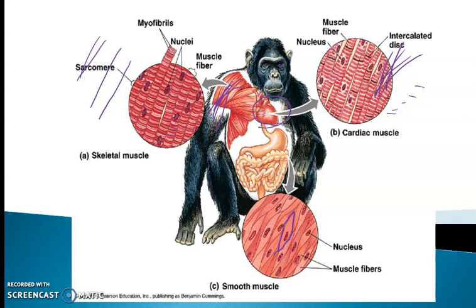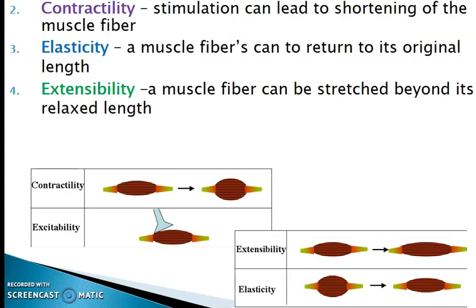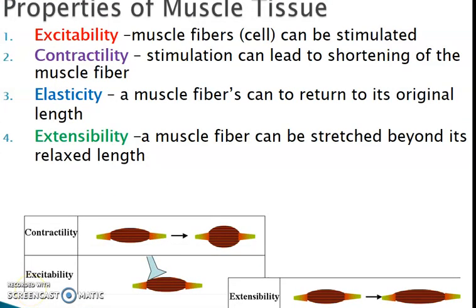So we're going to learn about the characteristics of all these muscles. But first, we need to talk about characteristics of muscle in general. So you will be able to tell me the 4 properties of muscle tissue. Muscle tissue has 4 properties. All muscle tissue is excitable. That means you give it an electrical stimulus right there, it contracts.